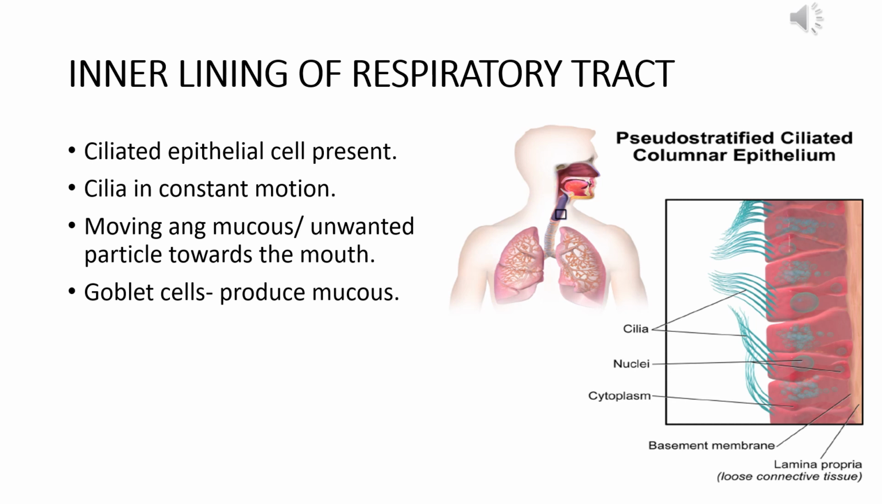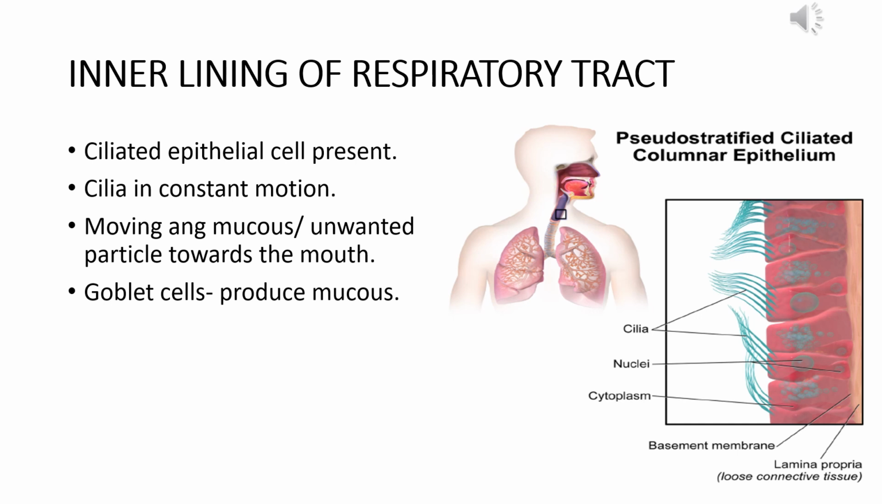As we can see in the picture, these are columnar epithelial cells because of their shape, but they are also ciliated because cilia are present on the apical surface of those cells. These cilia are in constant beating motion. So whenever some mucus or any unwanted particle is deposited or enters into the respiratory tract, the cilia beat to move the particle out through the mouth or out through the nasal cavity.